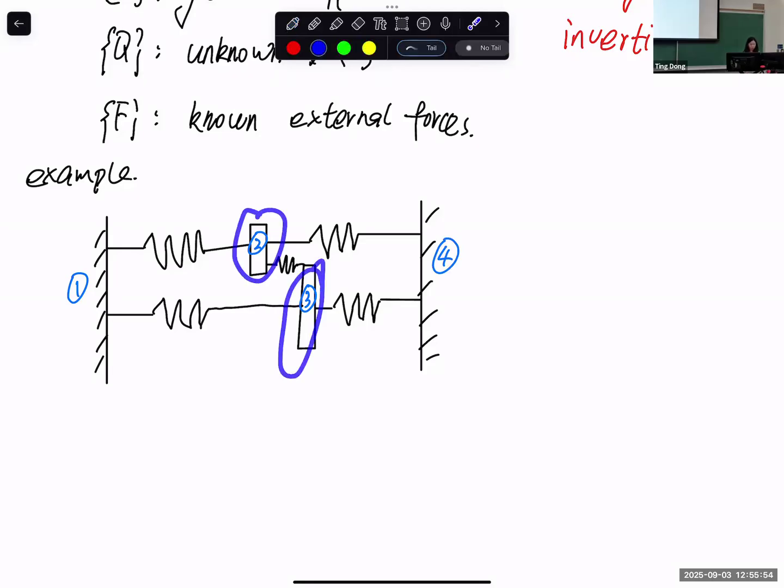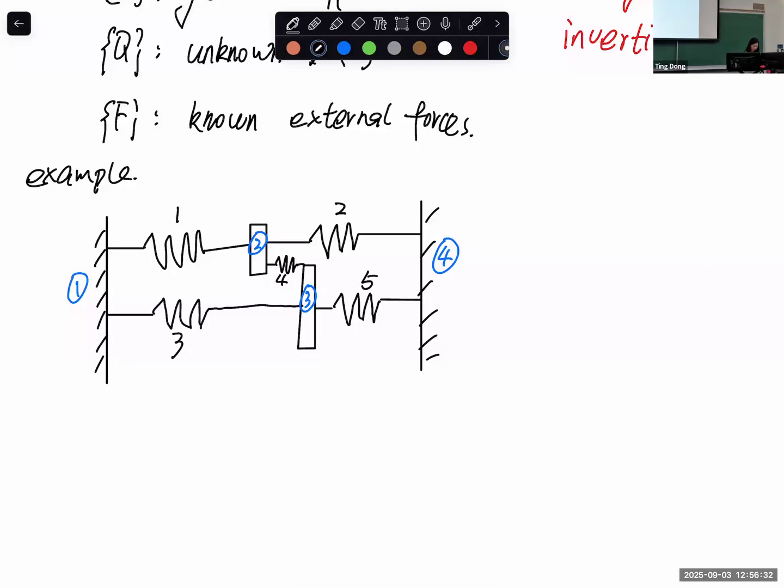Basically, you see these two blocks in the middle. You can consider these node 2 and node 3. They are rigid bodies. So basically, the elements connected to this node have the same displacement. The rigid body itself cannot deform. So 2 and 3 are two nodes. And for the elements, let's use element 1, 2, 3, 4, 5. We have 4 nodes, 5 elements.